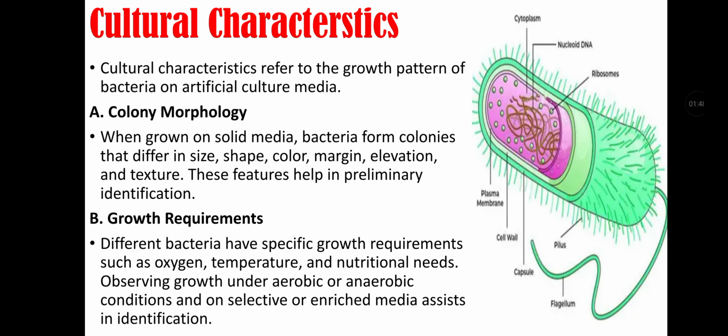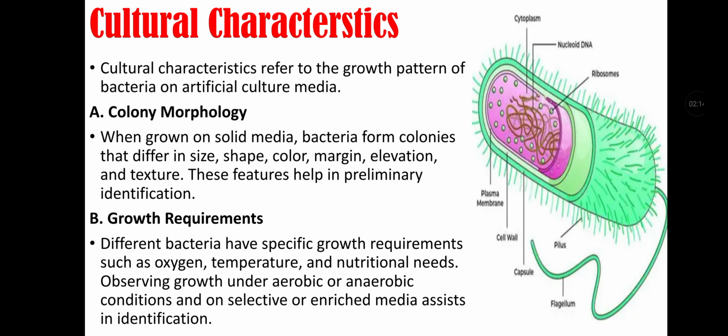Cultural characteristics. Cultural characteristics refer to the growth pattern of bacteria on artificial culture media. They include colony morphology and growth requirements. When grown on solid media, bacteria form colonies that differ in size, shape, color, margin, elevation, and texture. These features help in preliminary identification.